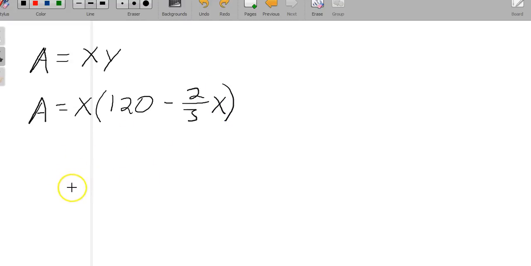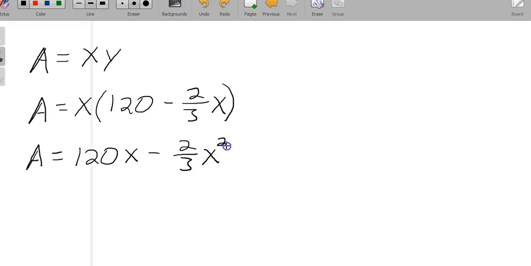All right, so this is our equation for area, and now we have the quadratic equation the hint was telling us about. We distribute the x and we'll get 120x minus 2/3 x squared, and that is our evidence that we have a quadratic function, because we have the highest power of x being 2. And as the hint also suggests, we should find the vertex of this quadratic function. That is where the area will be maximized.